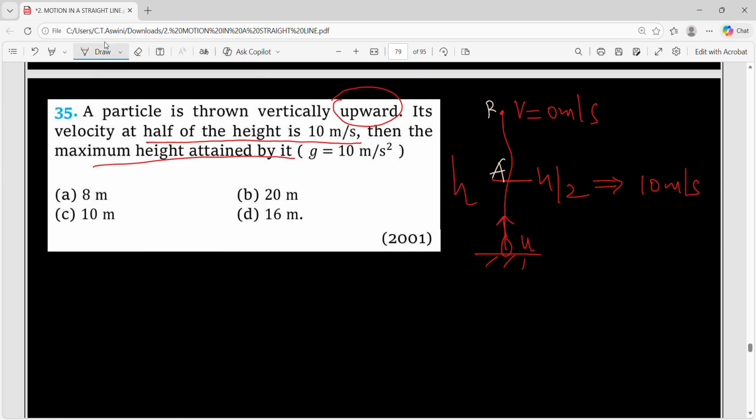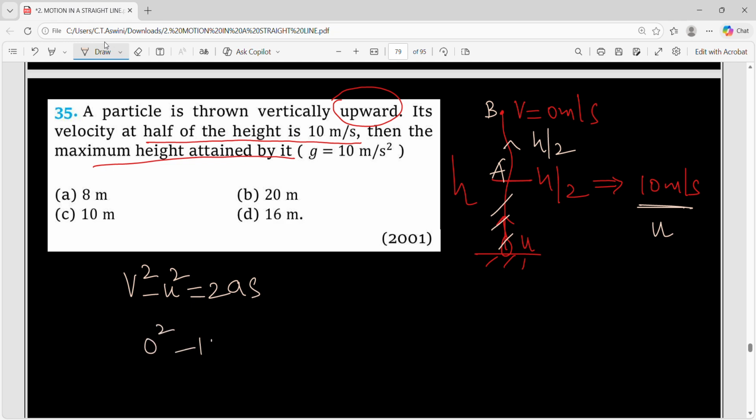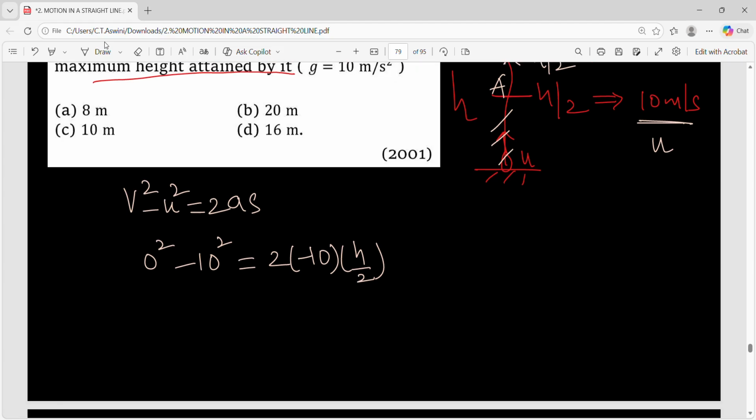We'll take A to B journey. So then this becomes initial velocity. We have distance half of the height. If this is half the height, then A to B is also half the height. So use this formula, V square minus U square is equals to 2AS. So 0 square minus 10 square, 2 into minus 10 into h upon 2. See, numbers are also same, data is also the same.